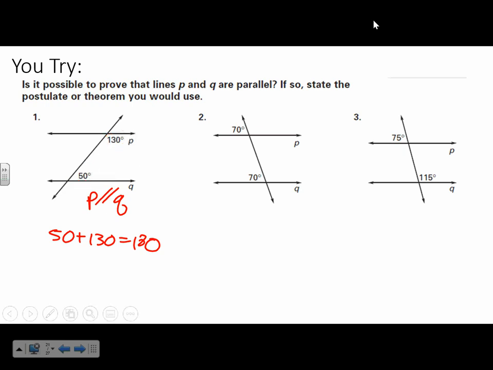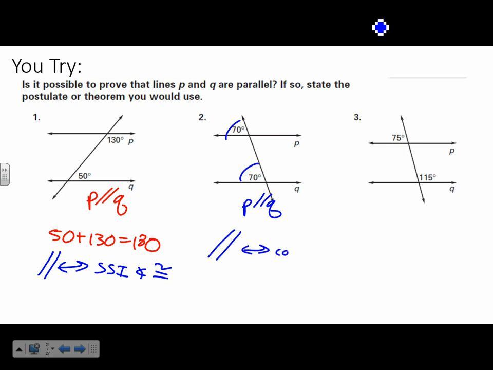Then this one, these are corresponding angles, and they are congruent, 70 and 70. So P is parallel to Q. And we know that because, I guess I didn't say it on the previous one, sorry. On that one, same side interior angles are supplementary. And this one is corresponding angles are congruent.